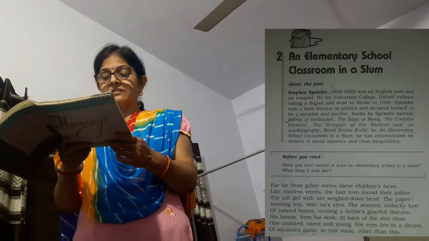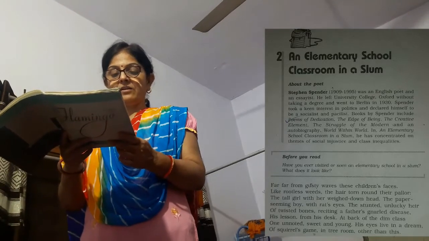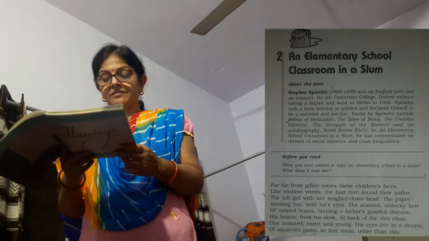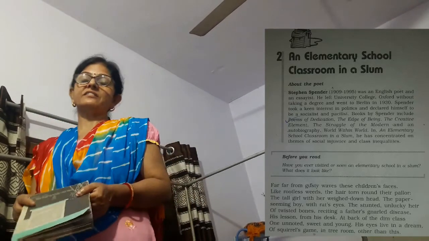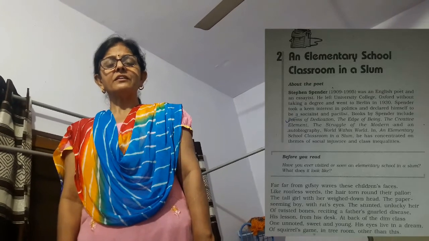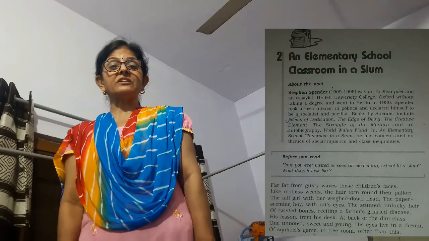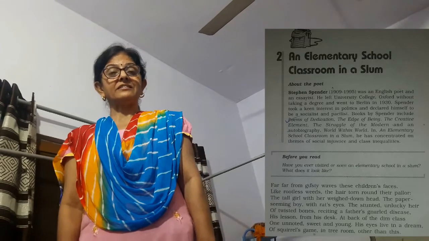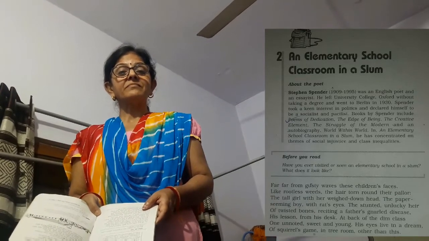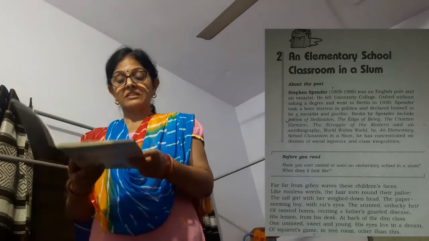His eyes live in a dream. His eyes were full of dreams of a squirrel's game in tree room other than this. At back of the dim class, children listen here. The class has been called dim. Why? Dim class means here the class without air, the class which is not spacious, the class which is not well lit. As this was the school of a slum. This was the class of a school situated in a slum. So the class was dim.